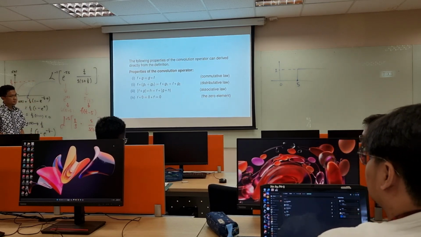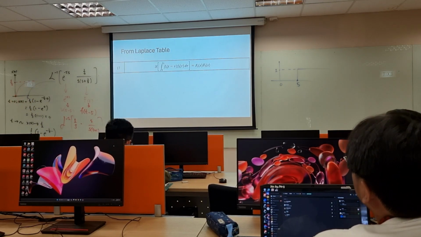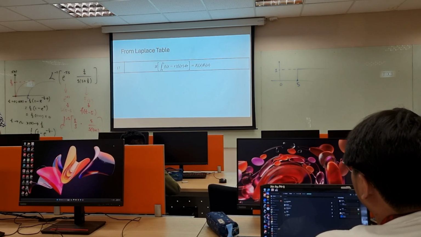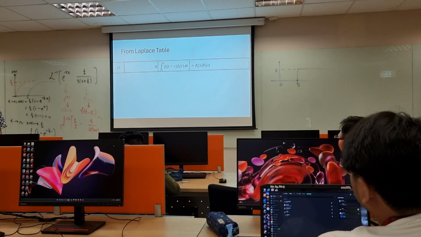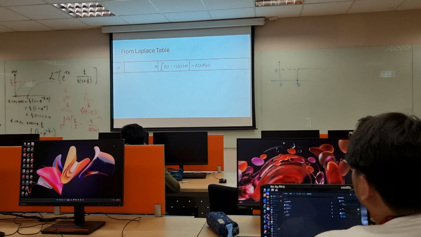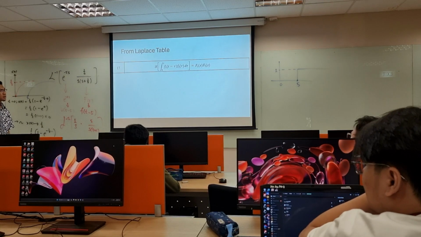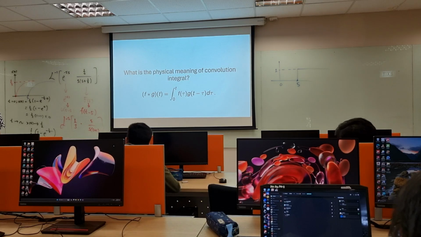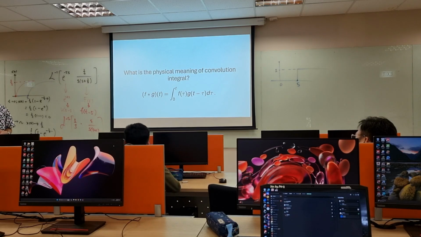So from Laplace table number 17, this is the definition: the Laplace transform of the convolution integral is the product of the Laplace transforms themselves. So let us discuss what the physical meaning is. I want to start from here so that we can have a clear understanding of the convolution integral Laplace transform.